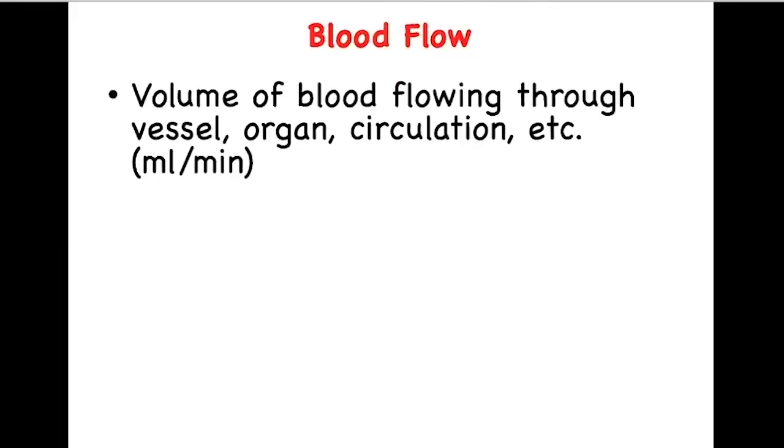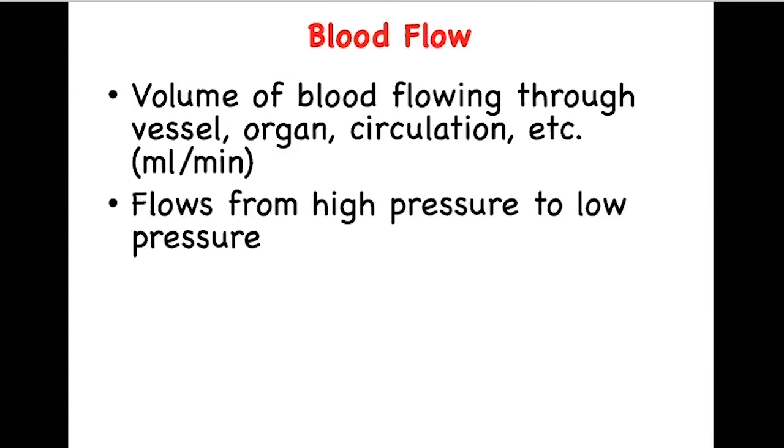Blood flow is defined as the volume of blood flowing through a vessel, an organ, or through the entire circulation. It is measured in mils per minute or liters per minute. Recall that blood flows along a pressure gradient from high pressure to low pressure. The equation for flow is listed here, where F stands for flow, and remember that will be mils per minute.